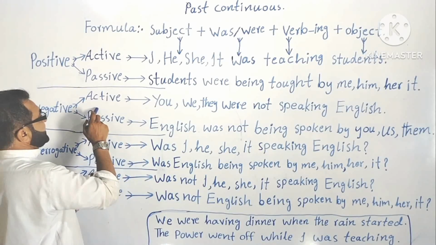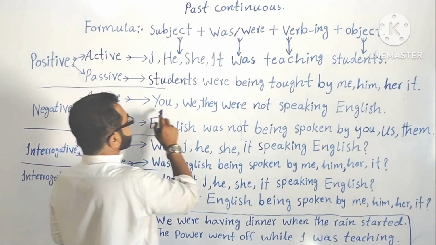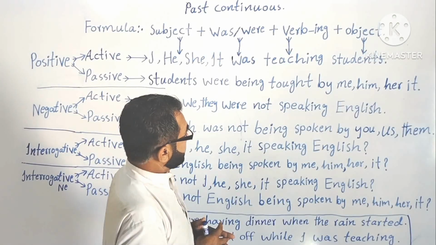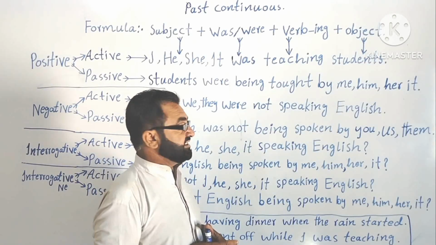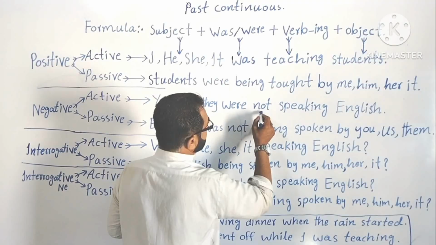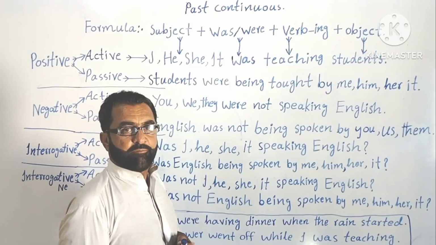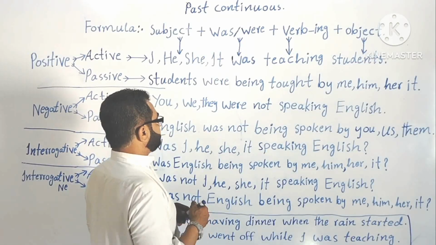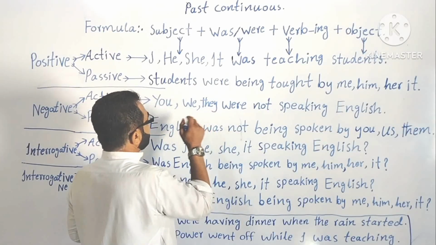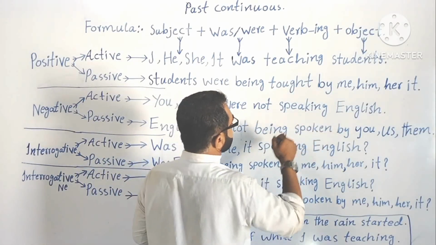Let's go to the negative sentence. Negative sentences. Okay? Now, first of all, take the active voice. Active voice. Now, negative sentences, the sign of negative sentence is this: in between the helping verb and main verb, you'll have to put not. Then your sentence automatically will become a negative sentence. Understood? Now look at these, plural subjects. You, we, they, okay? Now I will make a sentence with each. You were not speaking English.